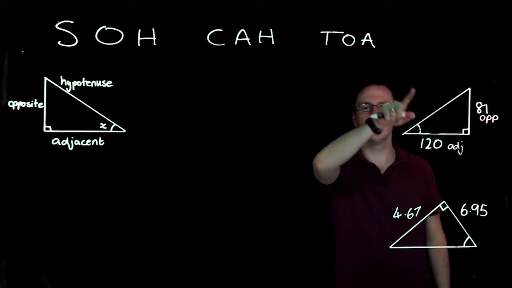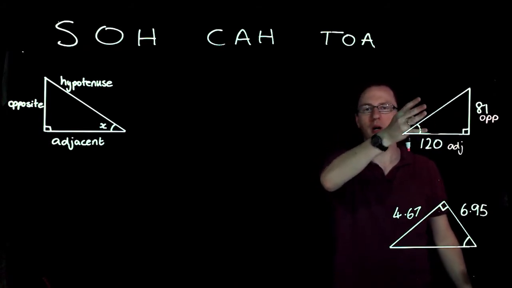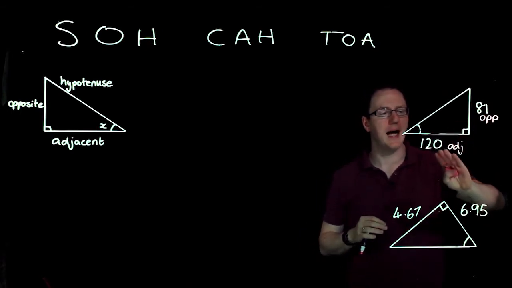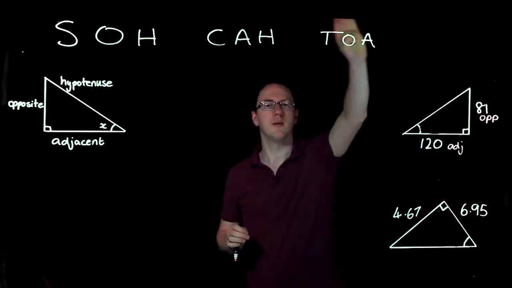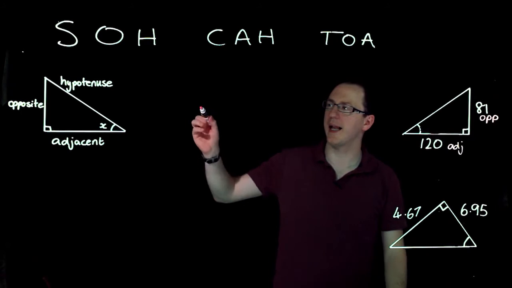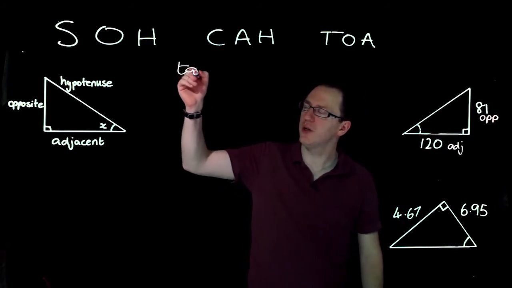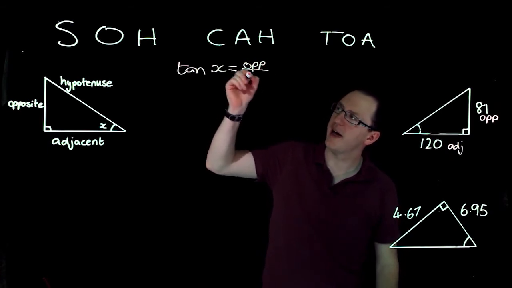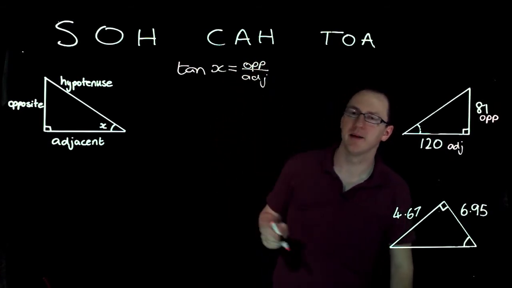This is the hypotenuse because it's opposite the right angle, but I don't know how long that is. I don't need to know in this case. So I have opposite and adjacent. So that tells me I'm going to be dealing with the tangent function, tan. So tan, or TOA, tells me that tan x equals opposite divided by adjacent.